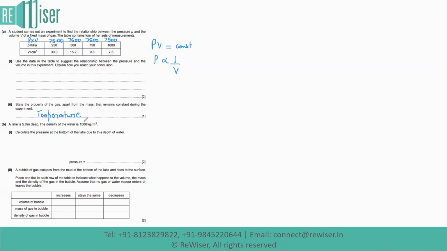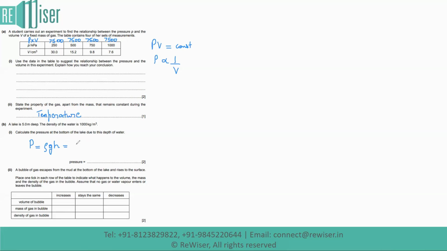A lake is 5 meters deep. The density of water is 1,000 kg per meter cube. Calculate the pressure at the bottom of the lake due to this depth of water. We can calculate pressure due to a liquid as pressure P equals rho G H, where rho stands for density, G stands for the acceleration due to gravity, and H stands for the height.